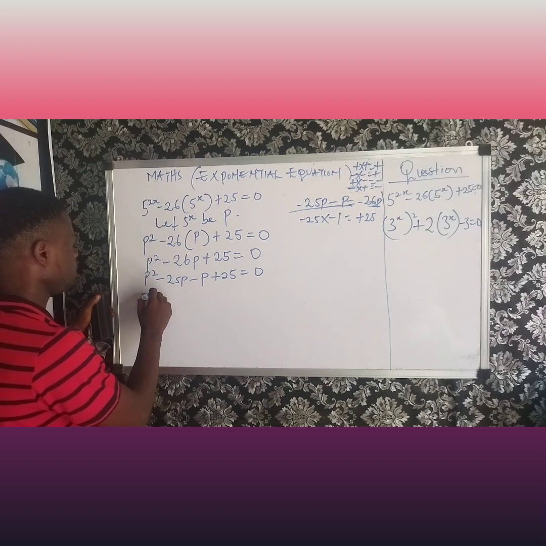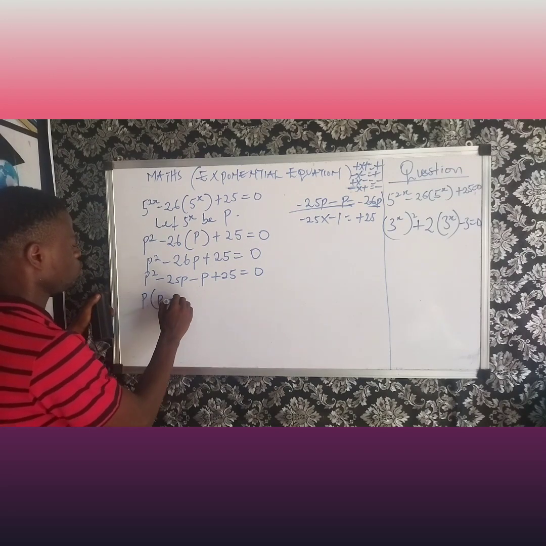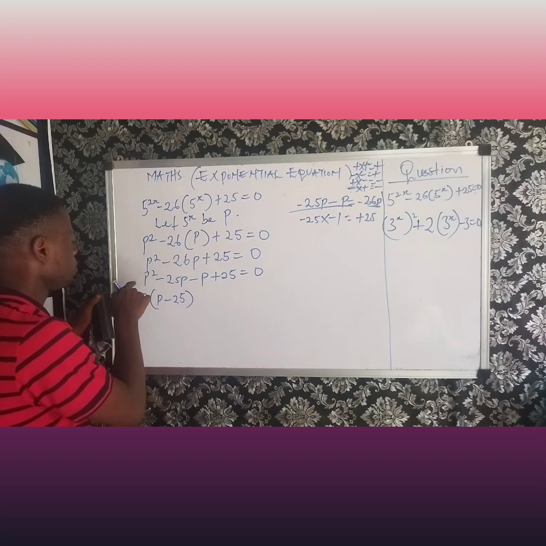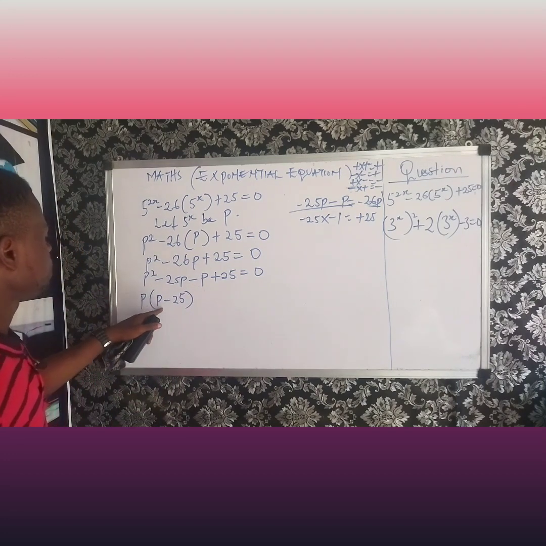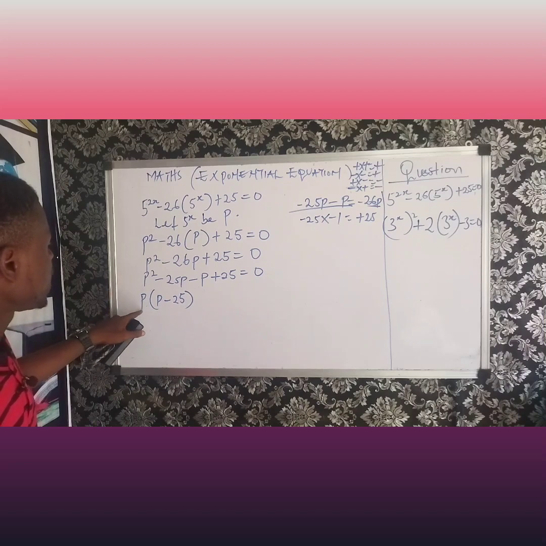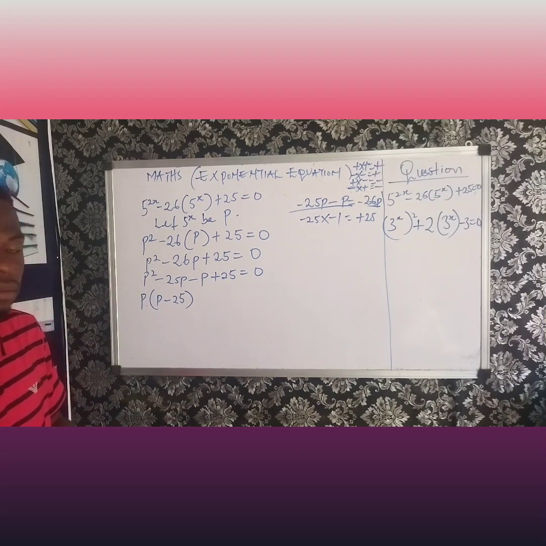Is what? As p, which is what? P here minus what? 25, because look at this place. P times P, we give what else? P square. Then P times minus 25, what else? Minus 25. Take note of that.